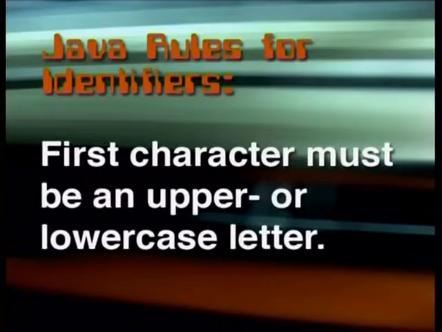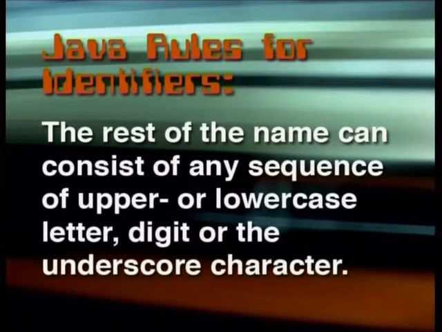So what are the rules for variable names? So far, we've needed names for classes, variables, and methods. Any names or identifiers, as they are called, must start with a letter, uppercase or lowercase. After that, any combination of letters, numbers, and underscores may be used.